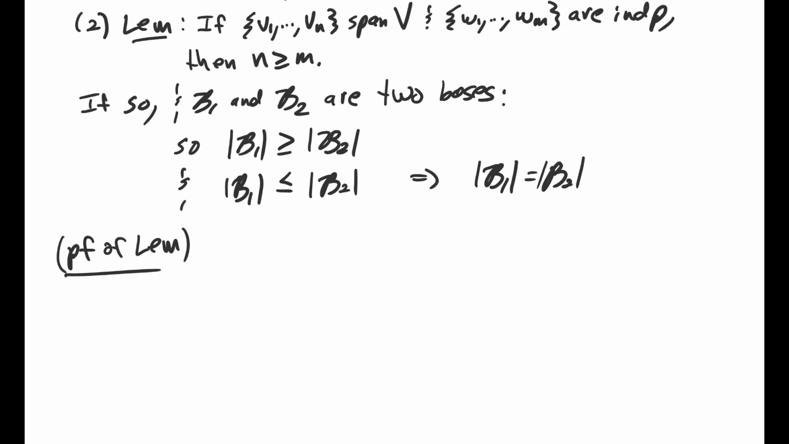Okay, let's start with w1. w1 can't be 0, or else it wouldn't be independent. That's trivial. And since it's non-zero, and since the v's span, then we can write it as a linear combination, and at least one coefficient has to be non-zero. And that one coefficient, we might as well relabel things. I mean, some ci is non-zero. Relabel things so that it's c1 that is non-zero.